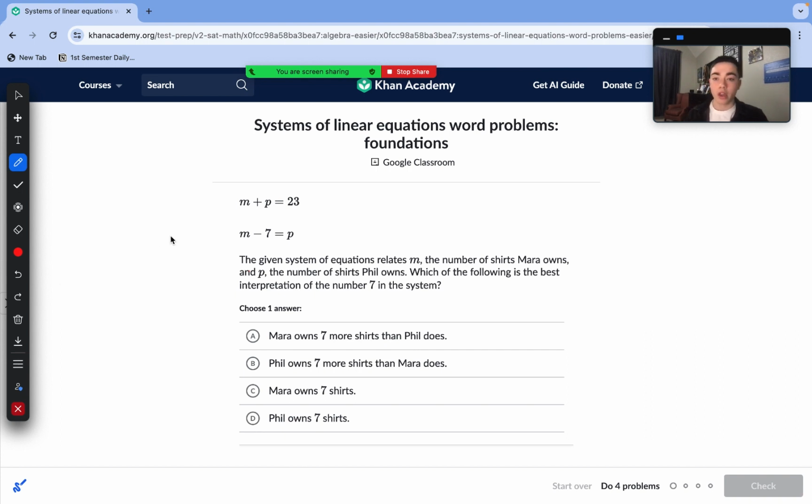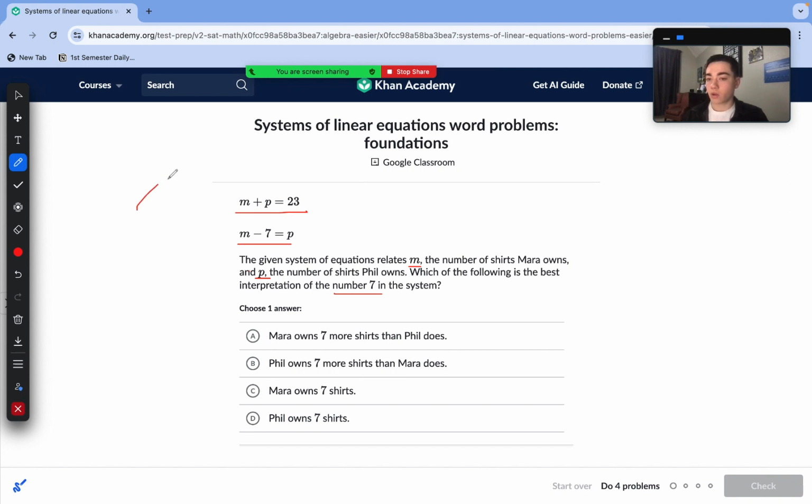Let's get into it. So our first question here, we have some variables. They give us a system of equations. They give us a paragraph here, and we're going to be interpreting one number to see what it means in this real world context. So the given system of equations relates M, the number of shirts Amara owns, and P, the number of shirts Phil owns. Which of the following is the best interpretation of the number 7 in the system?